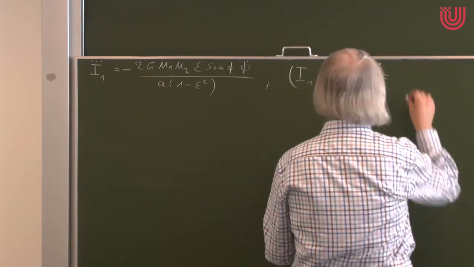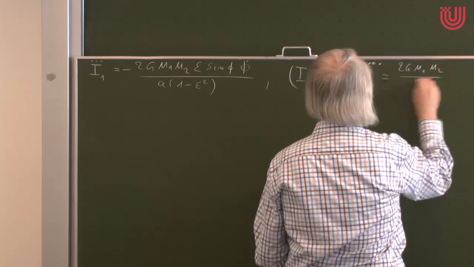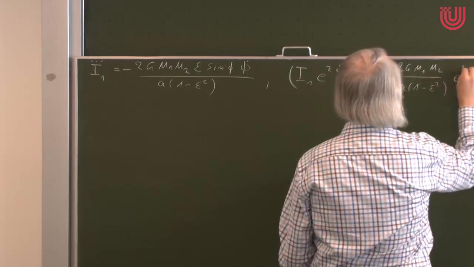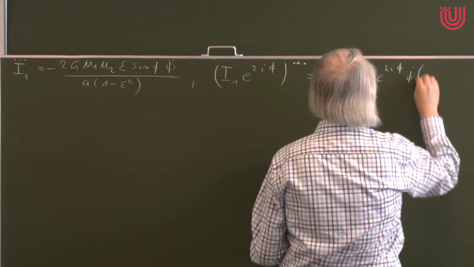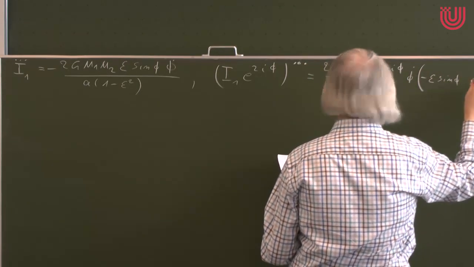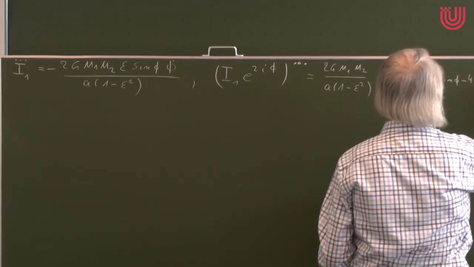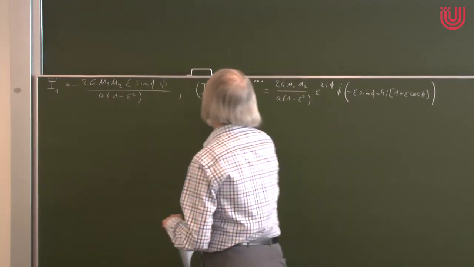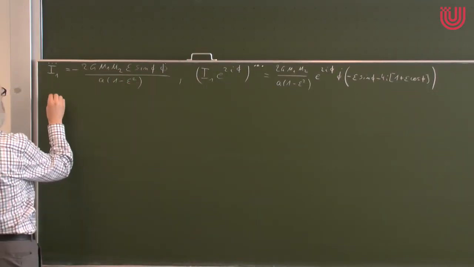So the result is 2G m1 m2 over a, 1 minus epsilon squared, e to the 2i phi, phi dot, minus epsilon sine phi, minus 4i, 1 plus epsilon cosine phi. Okay, that's it.